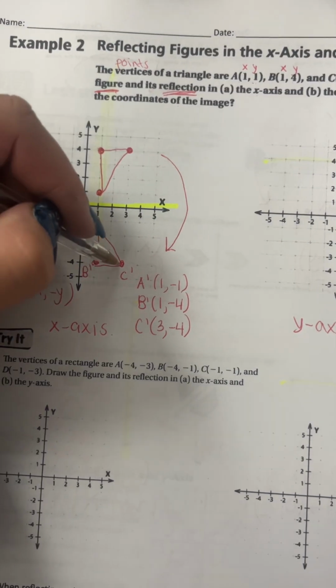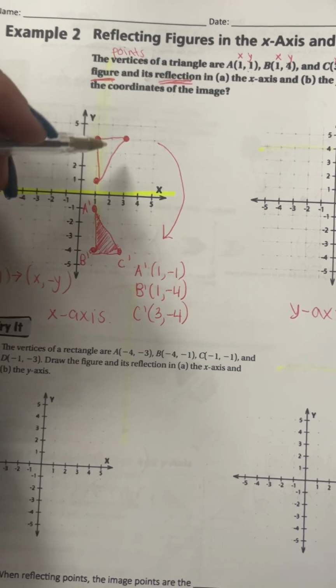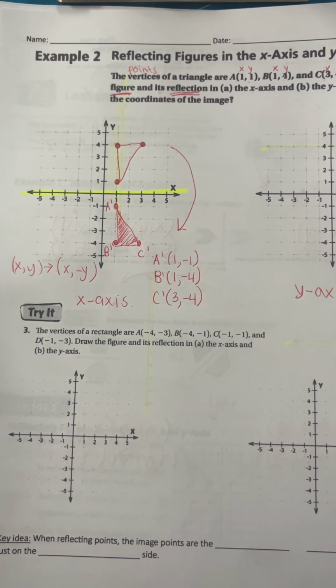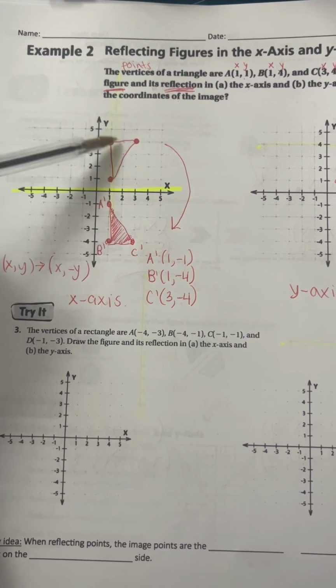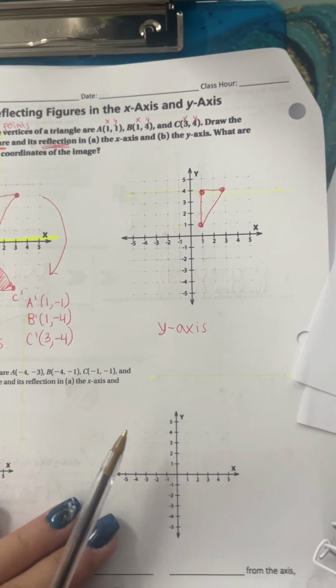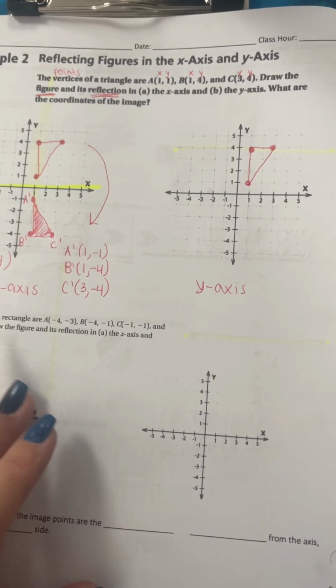Okay, so do you see how this one here is a reflection of this one here? It's just been flipped along this axis, okay? So we applied the rule, we got the new points, and we graphed both of them. So we're gonna do the same thing right here, and then I will go through the next one. I just don't know how much time at this point you'll have left in class.